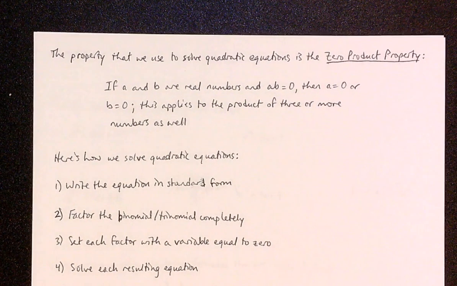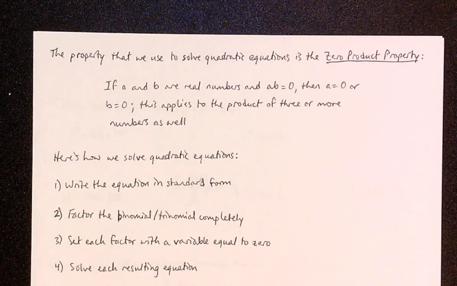Now, the big property that we're going to use to solve quadratic equations is the zero product property. And here's what the zero product property says. It says if A and B are real numbers and the product of A and B is equal to 0, then either A equals 0 or B is equal to 0. It's saying that if the product of two things is 0, then at least one of those things has to be 0. The only way that you can multiply things and get 0 is if at least one of those things is 0. And this applies to the product of 3 or more numbers as well.